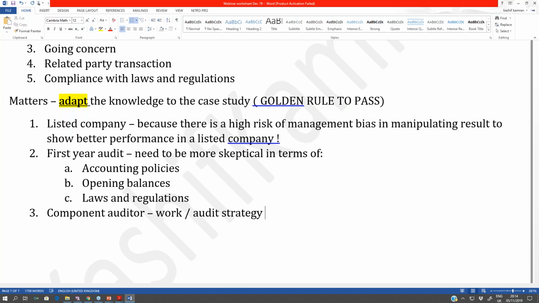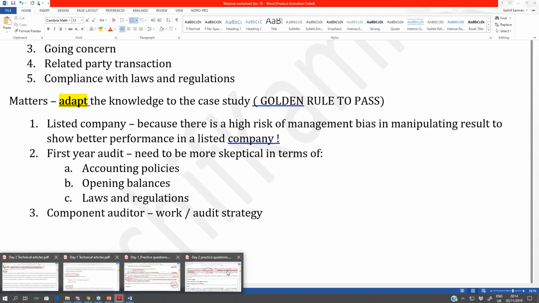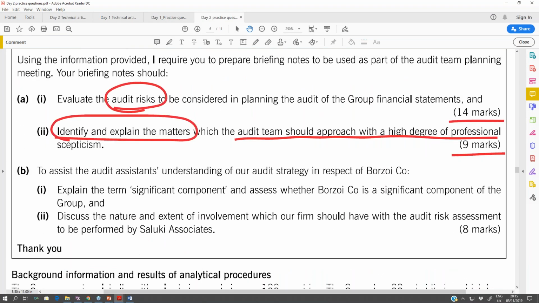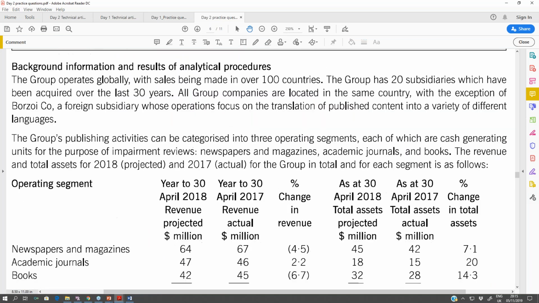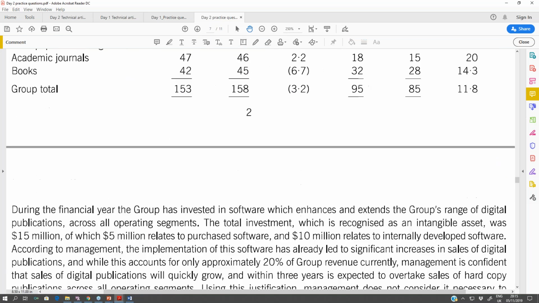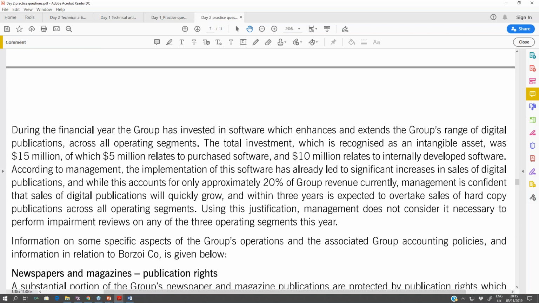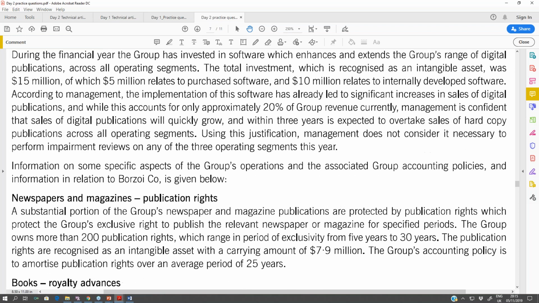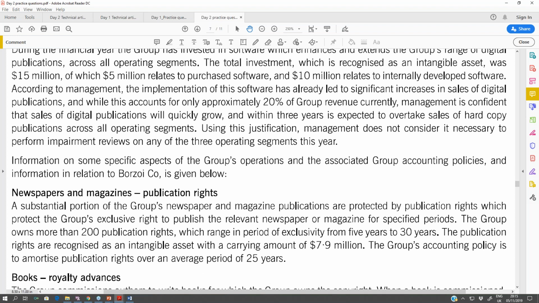So if you think that you're reading this case and you found some sort of estimates that the company has used, you can make use of that. If you think the management has a related party transaction in this case, you can make use of that, being skeptical. But in total, how many points do you need? You just need a total of 5 points to write in your answer.